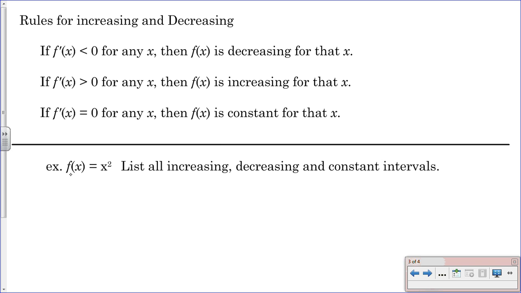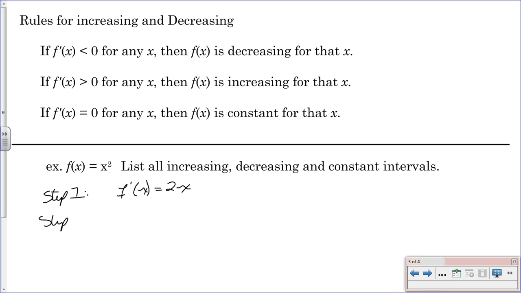Let's look at an example, because I know I always like numbers. Let's say f of x is x squared. Let's list all increasing, decreasing, or constant intervals. So step 1, we have to find f prime of x. And f prime of x for this case is 2x.